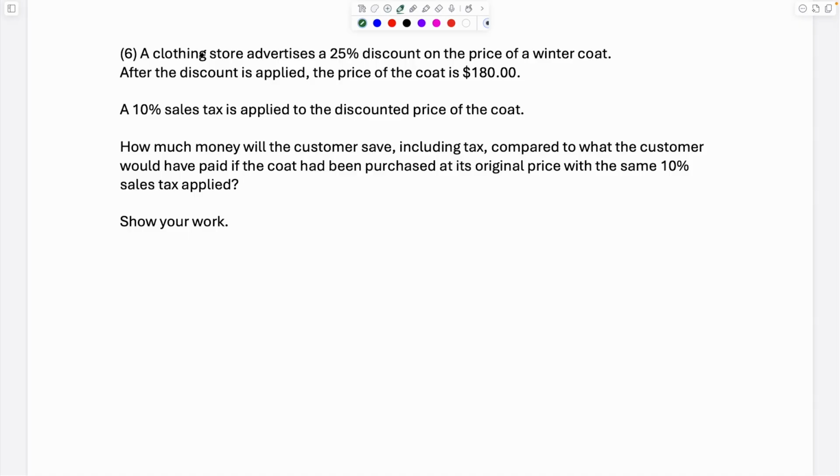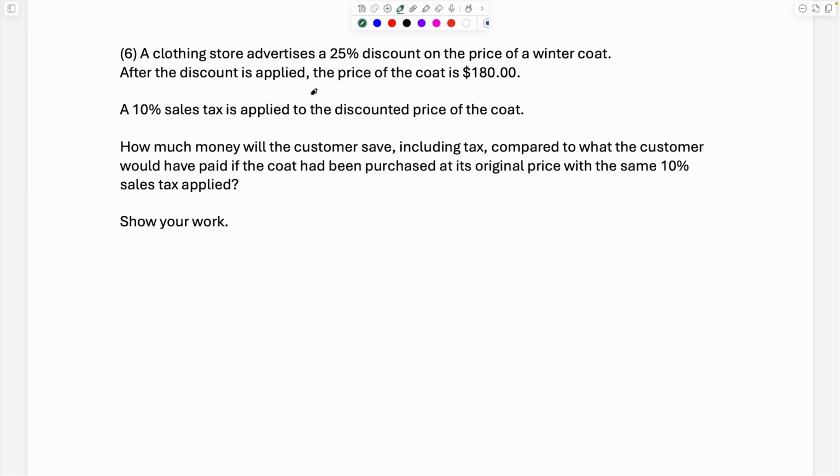Question 6, a clothing store advertises a 25% discount on the price of a winter coat. After the discount is applied, the price of the coat is $180. A 10% sales tax is applied to the discounted price of the coat. How much money will the customer save, including tax, compared to what the customer would have paid if the coat had been purchased at its original price with the same 10% sales tax applied? And we have to show our work.